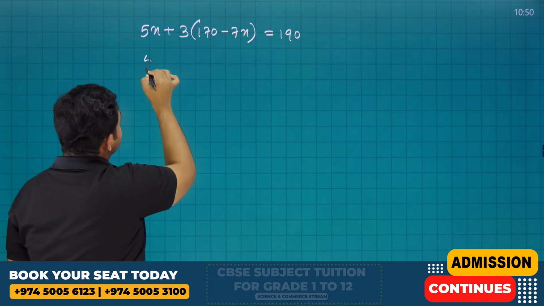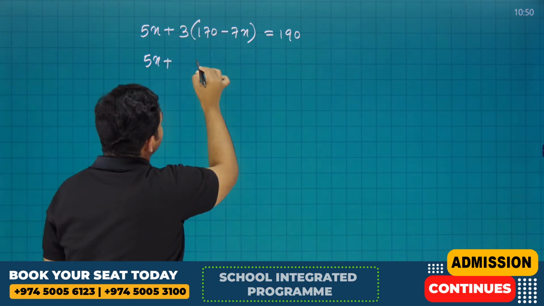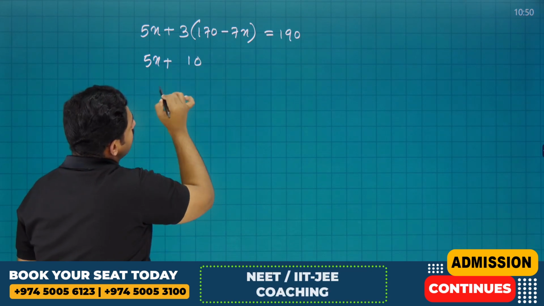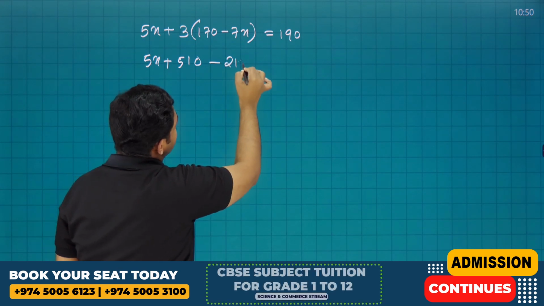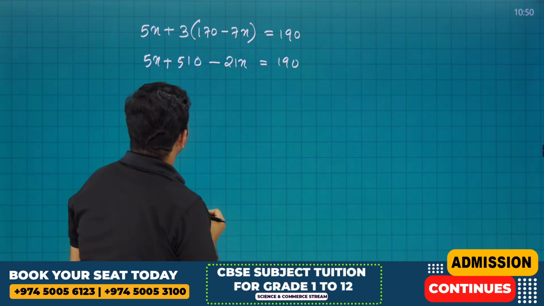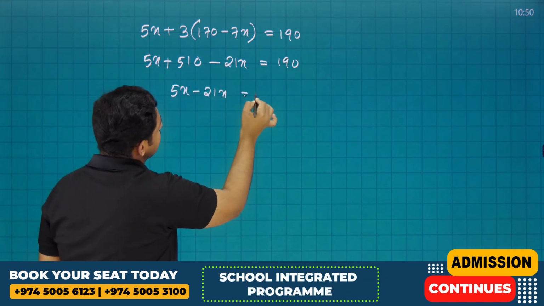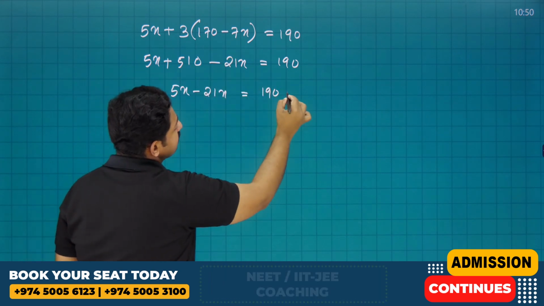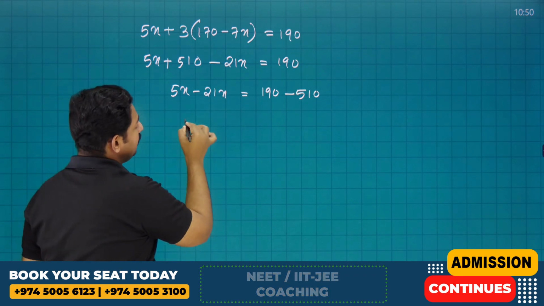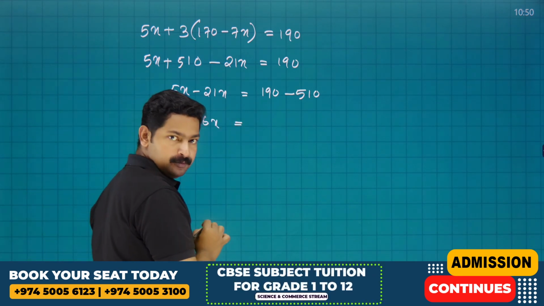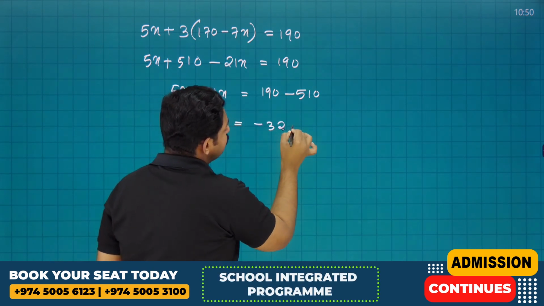On the next step, 5x plus 3 into 170. When you multiply 3 into 170, what will you get? 510. So 510 minus 3 into 7x, which is 21x, is equal to 190. Now 5x minus 21x is equal to 190, and I am bringing 510 to the right side, so minus 510. When you subtract 5x minus 21x, you get minus 16x, is equal to 190 minus 510, which is minus 320.